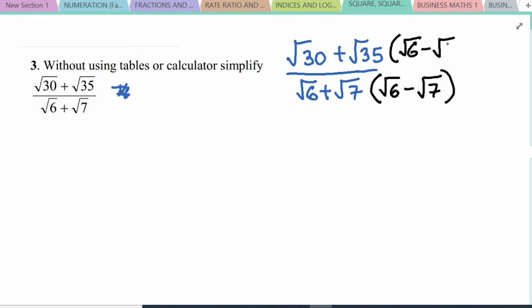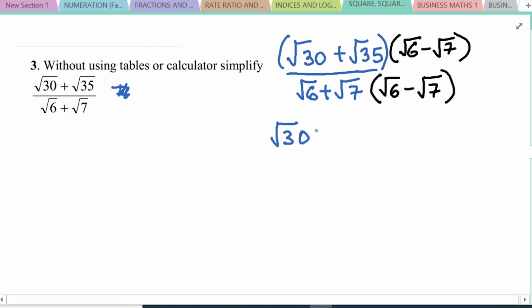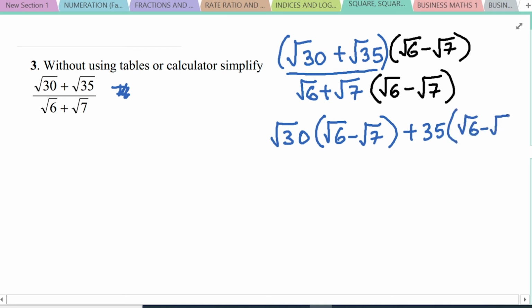This is how we simplify it, by first rationalizing the denominator. So from there we shall continue. Now at the top we open brackets, or we multiply the 2 brackets. Remember, this is another bracket on its own. So this is root of 30 into root 6 minus root 7, plus root 35 into root of 6 minus the root of 7.